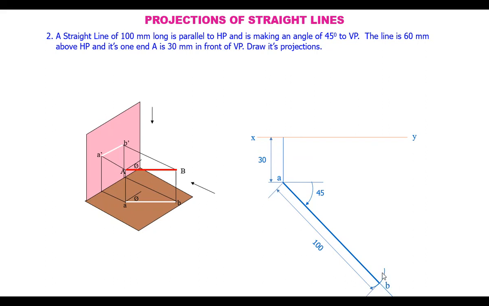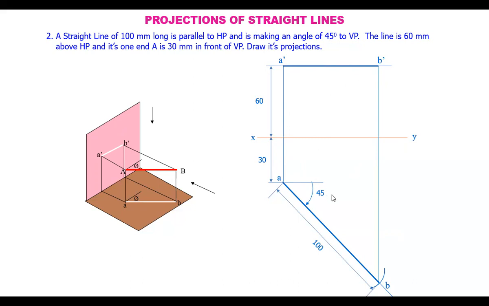Now from B, you draw a projector onto the reference line. Now, the front view is 60 mm above HP. The line is 60 mm above HP. So in the front view, from here, it is at a distance of 60 mm. Draw a line parallel to the reference line and the front view lies here on this line. Draw projectors from A and B like this. These intersection points will be the A dash and B dash. Highlight this A dash, B dash. This is the front view of the line.